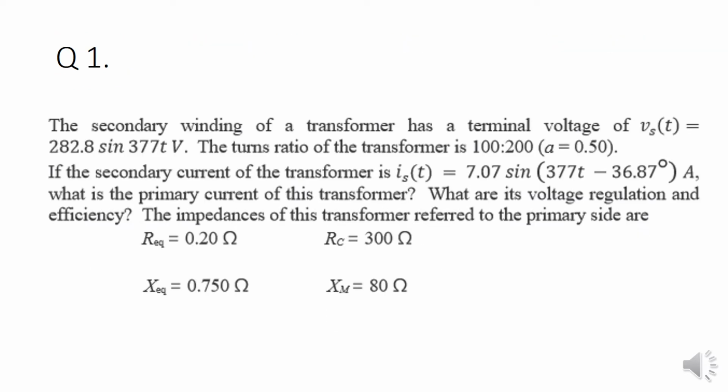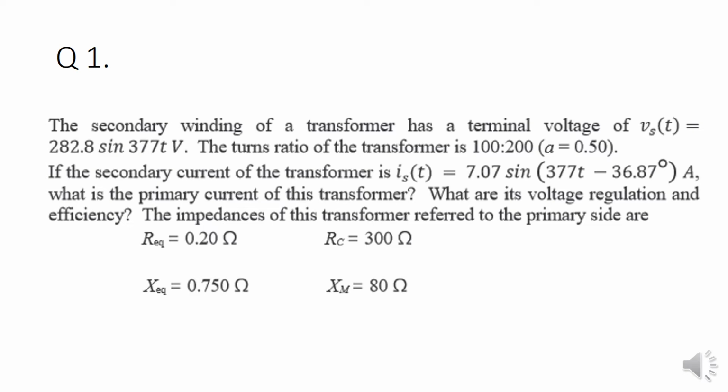Okay, so consider question number 1 for today's tutorial. The secondary winding of a transformer has a terminal voltage of VS(t) = 282.8 sin 377t volts. The turns ratio of the transformer is 100 to 200. That means NP is equal to 100, NS is equal to 200. Therefore, a is equal to half, or 0.5.